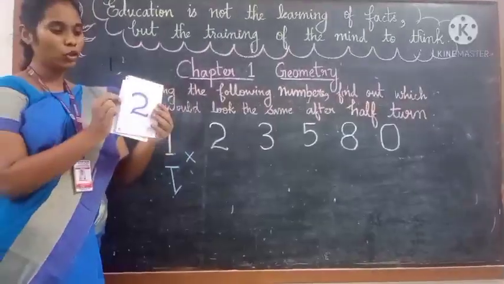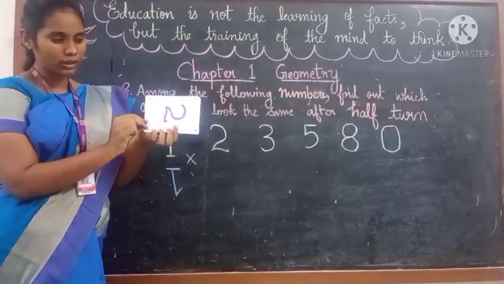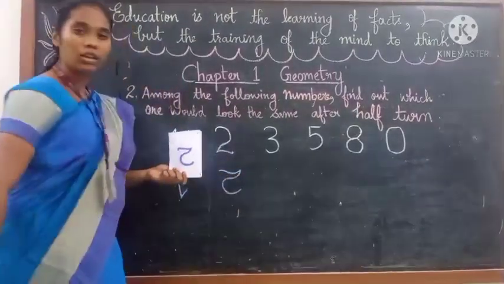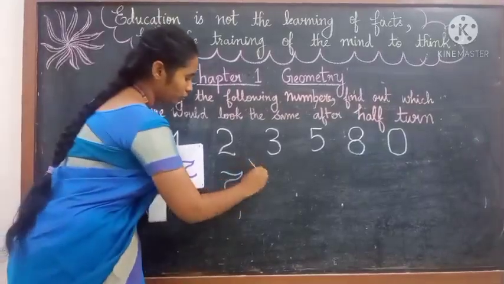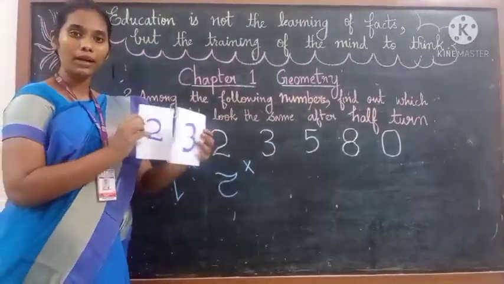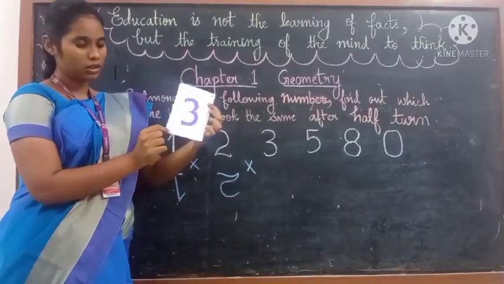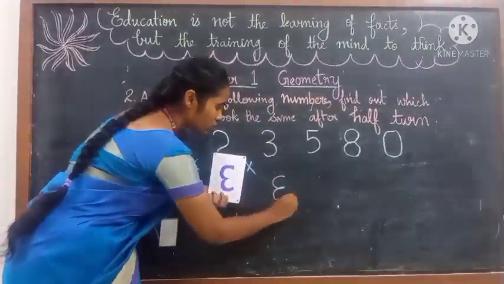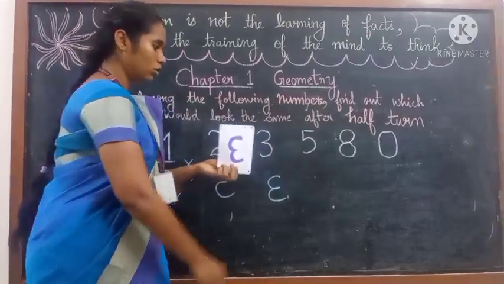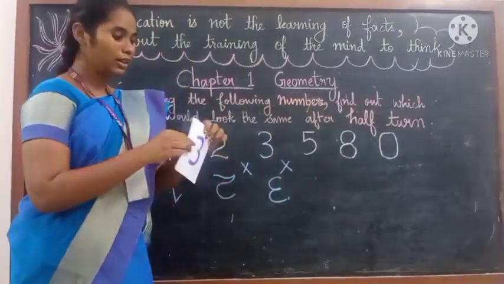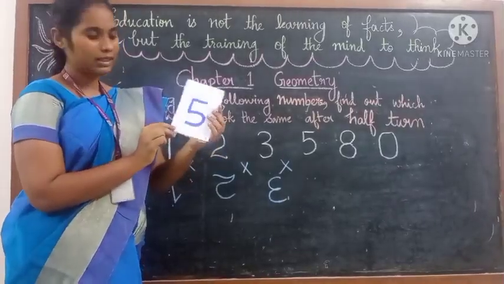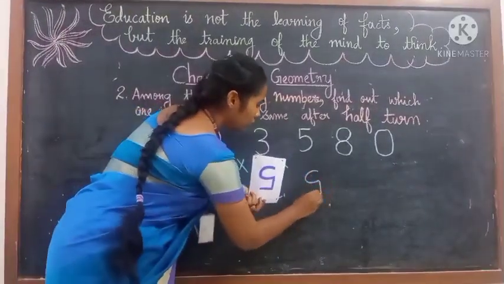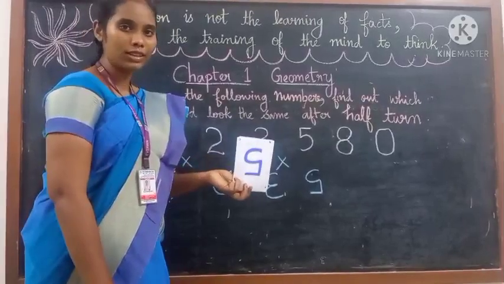Then, the number 2. Quarter turn of 2, then half turn of 2. How it looks? Like this. Whether both the images are same? No. Then the number 3. See the number 3. This is quarter turn and then half turn. It looks like this. So this image is also not the same. Then number 5. This is the quarter turn of 5, then half turn. How it looks like? Like this. So this image is not the same.